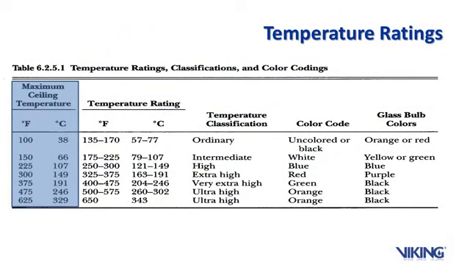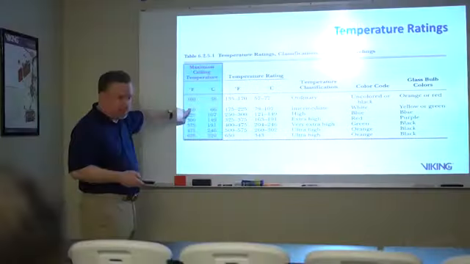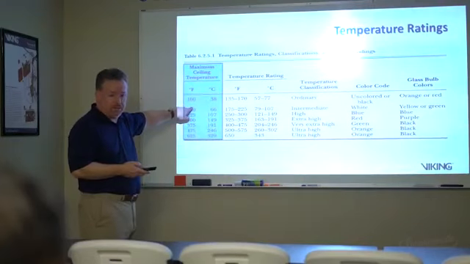so that's 72. If we start getting fire in there though, all right, that's going to go up pretty quickly. All right, so the maximum ceiling temperature, the temperature rating, now this becomes critical because we got spaces that it's going to get higher than that, right?